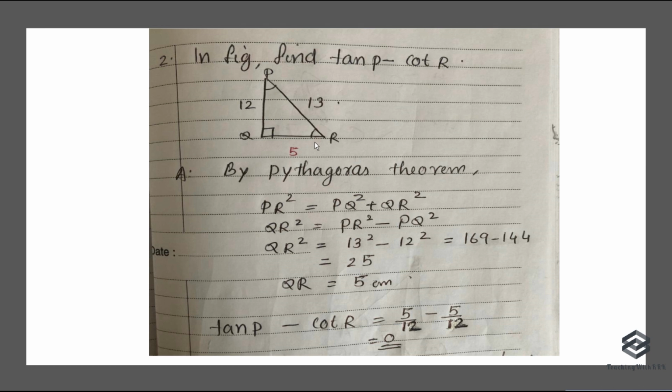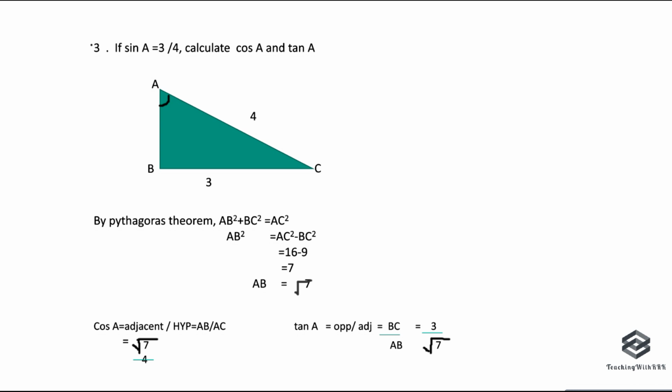Cot R means adjacent side by opposite side. Here adjacent of R is 5, opposite 12. That also 12. Therefore tan P minus cot R equal to 5 by 12 minus 5 by 12 equal to 0. Third question. If sin A equal to 3 by 4, calculate cos A and tan A.